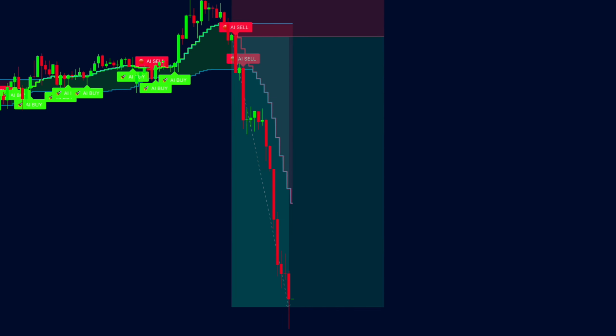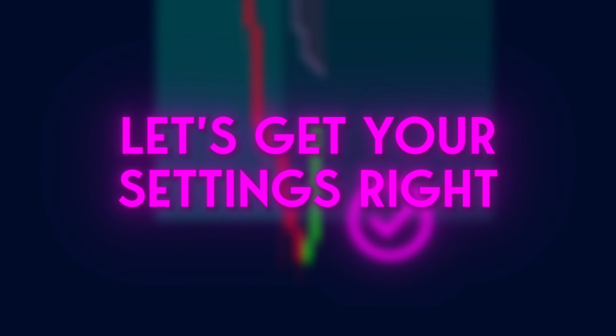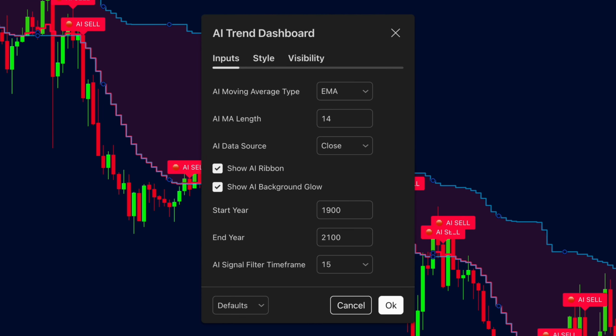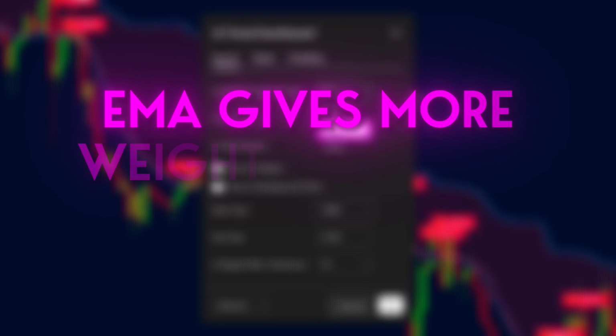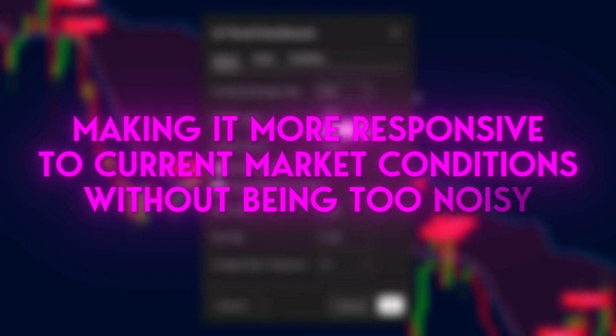Now, to get the most accurate signals from this indicator, let's get your settings right. Double-click on the indicator to open the settings panel. You'll see the Swift Edge moving average type. You've got 3 choices: SMA, EMA, or WMA. I recommend keeping it on EMA, as EMA gives more weight to recent price action, making it more responsive to current market conditions without being too noisy.